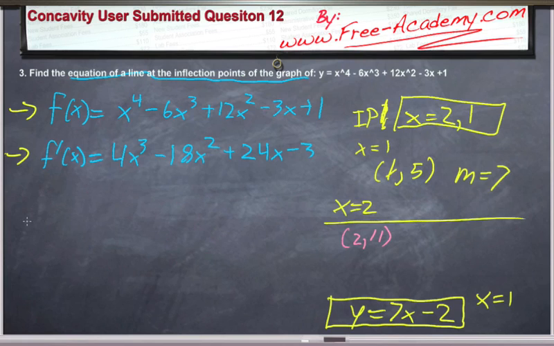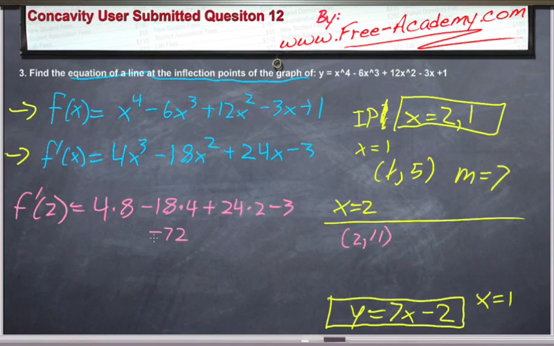Now we need the slope at this point. So f prime of 2 equals 4 times 2 to the 3rd, which is 8, minus 18 times 2 squared, which is 4, plus 24 times 2, minus 3. This is 32 minus 72 plus 48 minus 3. This will be 80 minus 75, which is equal to positive 5.